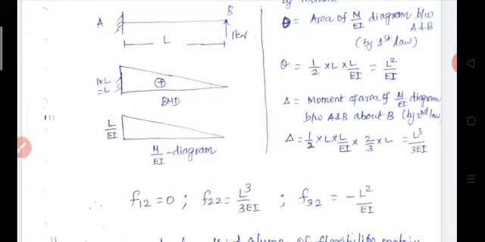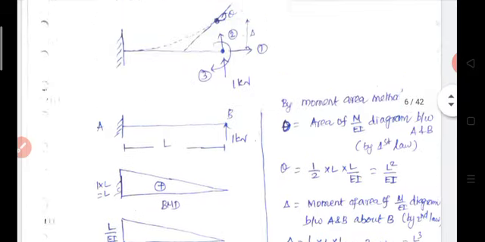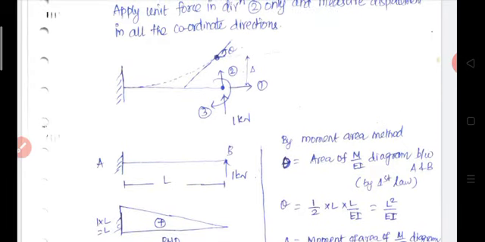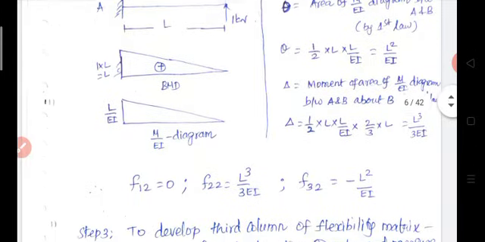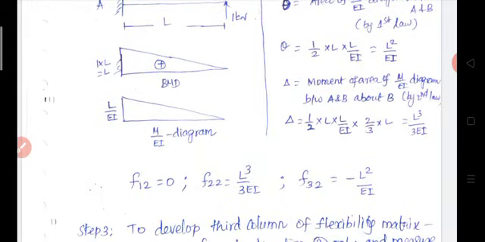Then F32 means a displacement in the direction of 3 due to unit force in the direction of 2, which is equal to theta, but the sign is negative. Why? Because the beam rotates in the anti-clockwise direction, but coordinate 3 is shown in the clockwise direction. So both are opposite in sense, therefore put minus. F32 is equal to minus L square by 2EI.